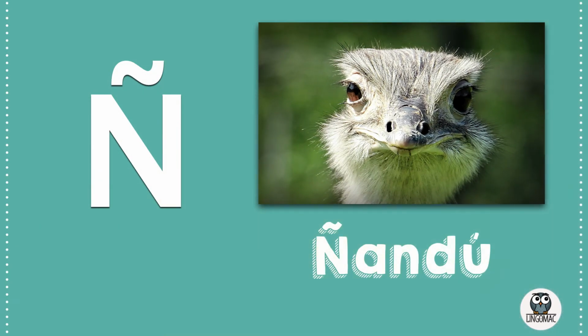Next letter is ñ. So this is the one that doesn't exist in the English alphabet. And there are very few words that start with this letter. So it's very common to find this letter in the middle of a word in Spanish, but not very often will you find it at the beginning. Now, one example of this is ñandú. So it's one of the very few useful words that start with ñ. Ñandú.